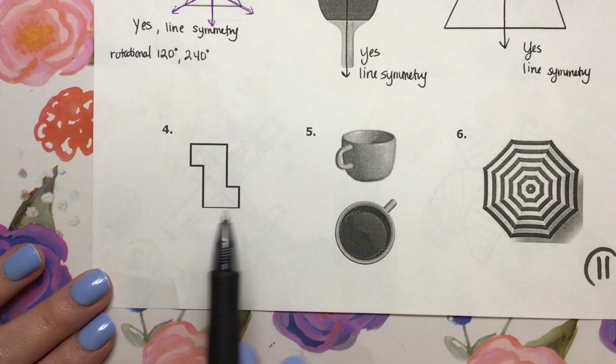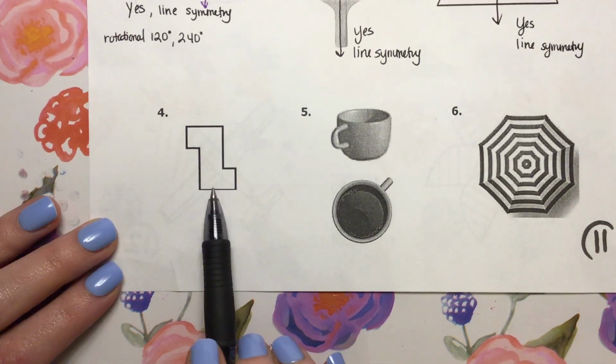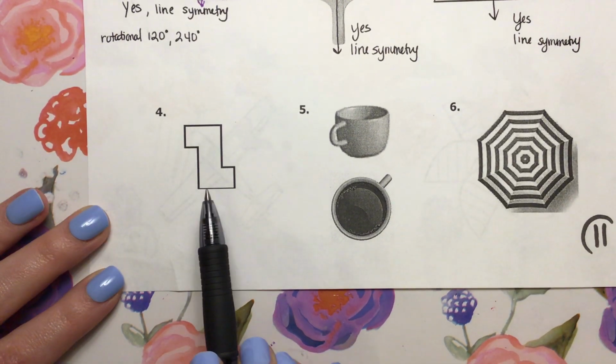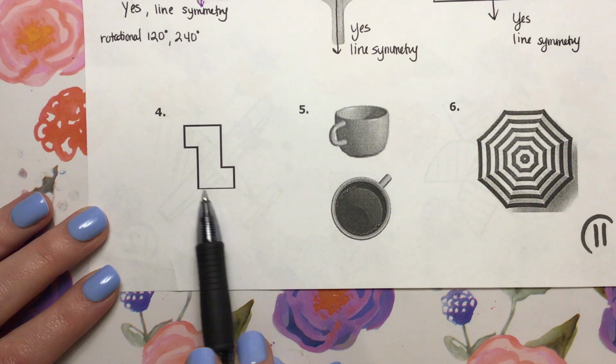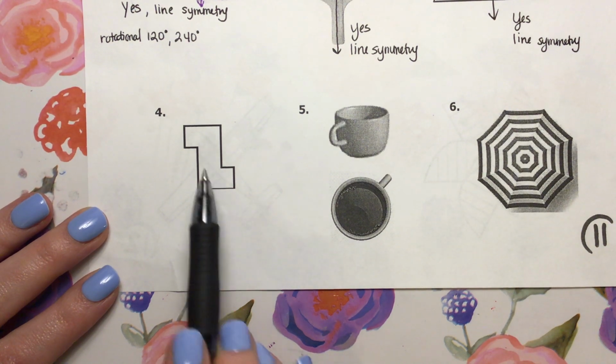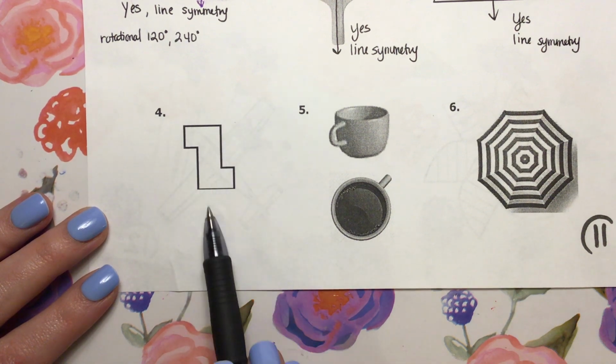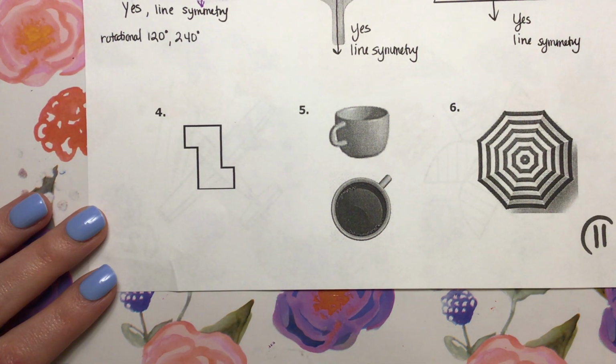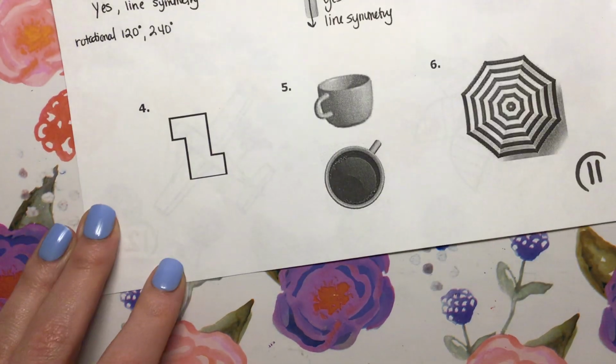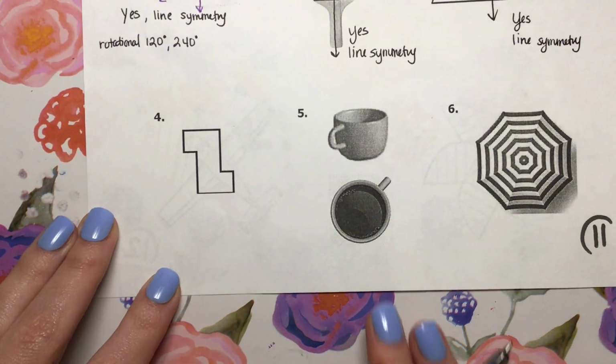For number 4, I have this strange looking shape. Don't really know what it is, but we're going to determine, does it have line symmetry? Is there a spot that I could put a line that would make this, when I folded it, fall perfectly aligned with itself? No, there is no line symmetry in this, but there is rotational symmetry.